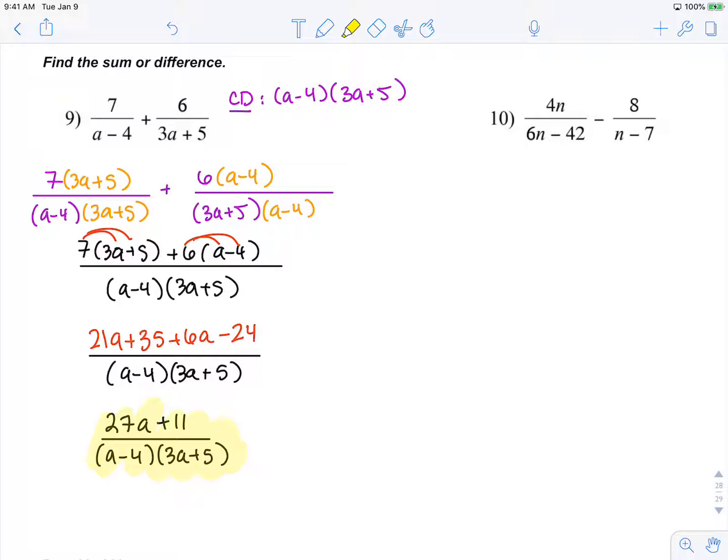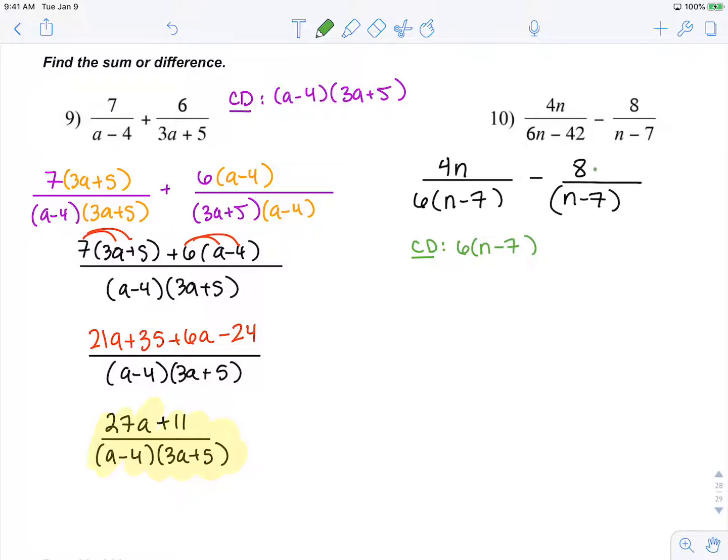So now for part 10, your first instinct might be to multiply those denominators to make your common denominator. But first, I can see that this first denominator I can factor out a 6, and that leaves n minus 7. So if I look at these two denominators, now I see that my common denominator, the only thing I need to make them alike is 6 times n minus 7.